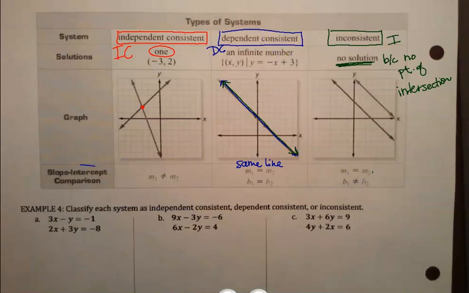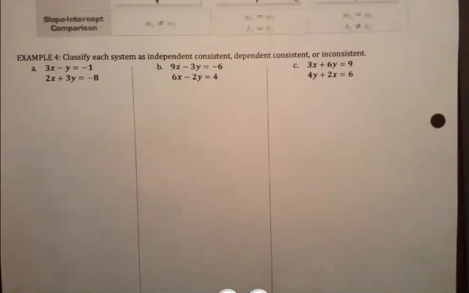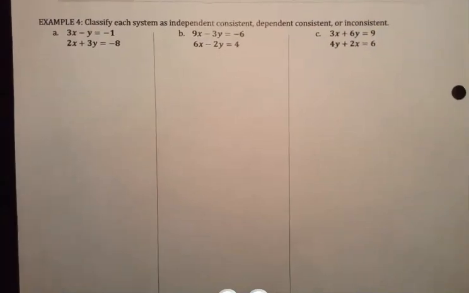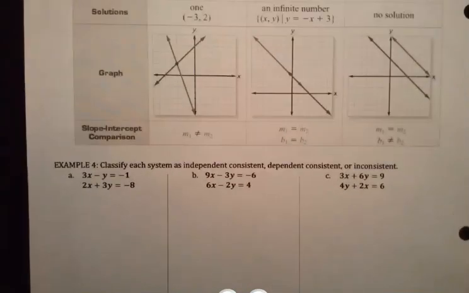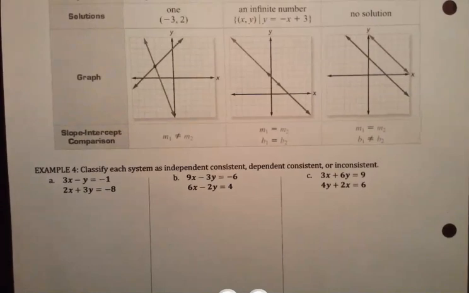All right, I'm going to move this on up. So I'm going to clear it and move up so we can start classifying each system. Oh, wait, hold on. We're not actually solving them. We're just kind of classifying them, but we do have to get them in the same form.